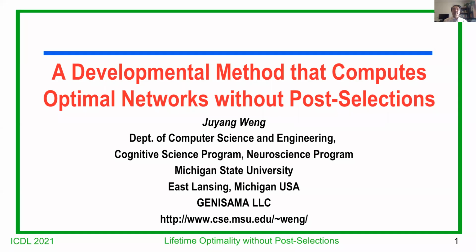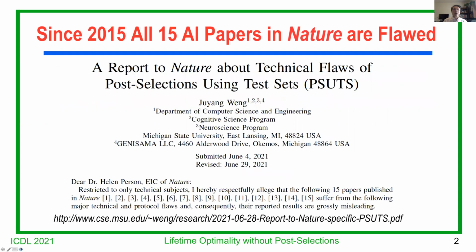A developmental method that computes optimal networks without post-selections. I submitted a report to Nature about 15 AI papers since 2015 in Nature with a problem of protocols known as post-selection using the test set. You can find my report at the link here.